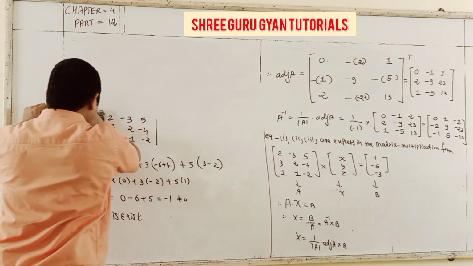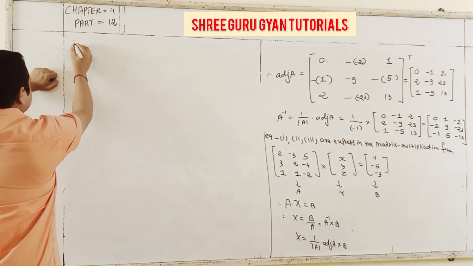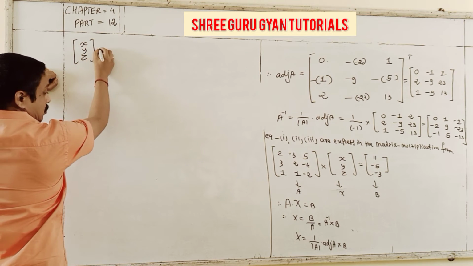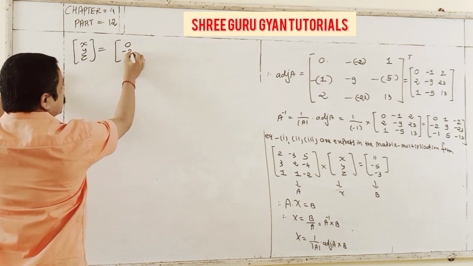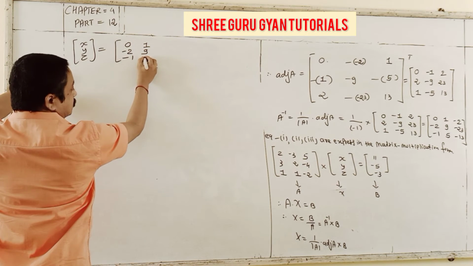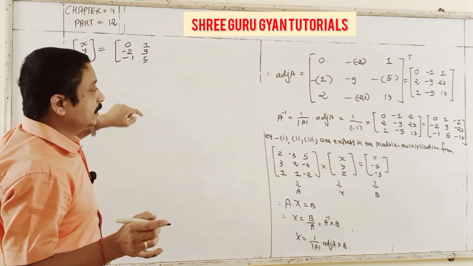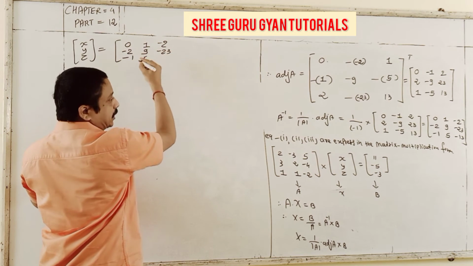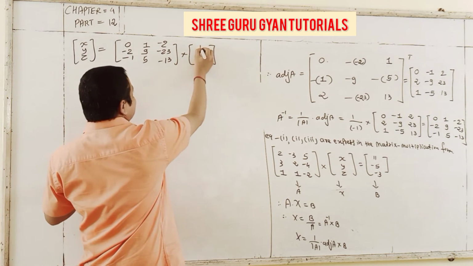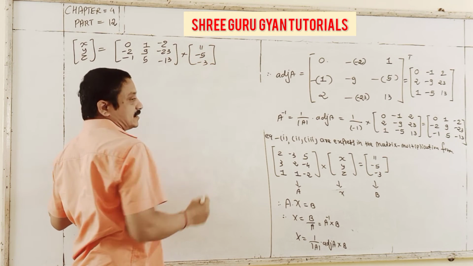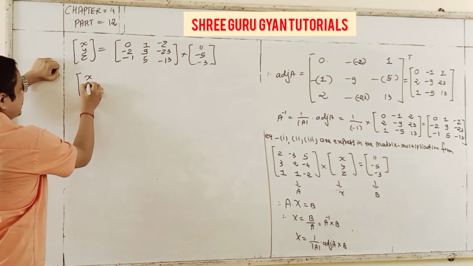A inverse fully, you just apply inside. X is x, y, z. 1 upon determinant A, adjoint A, I calculate fully. It is 0, minus 2, minus 1, 1, 9, 5, and last minus 2, minus 23, minus 13. And students, B is also known: 11, minus 5, minus 3. Now finally you can decide your correct answer, that is x, y, z.